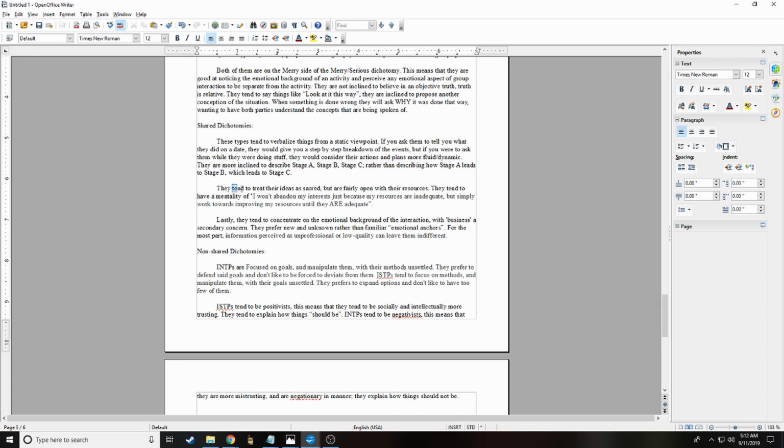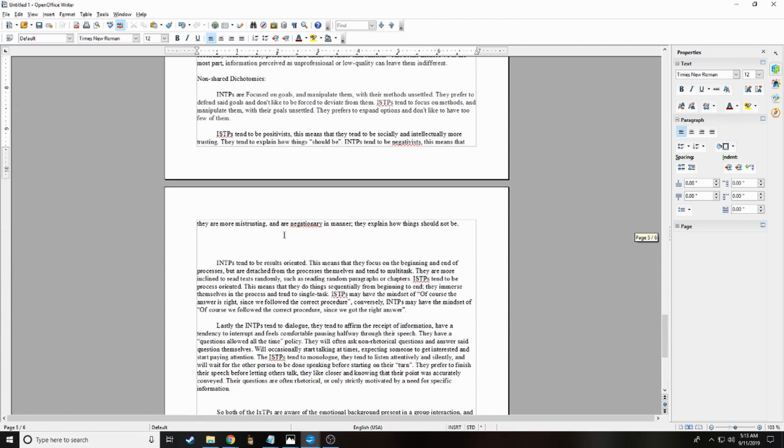They tend to treat their ideas as sacred, but are fairly open with their resources. They tend to have a mentality of "I won't abandon my interests just because my resources are inadequate, but simply work towards improving my resources until they are adequate." Lastly, they tend to concentrate on the emotional background of the interaction, with business as a secondary concern. They prefer new and unknown rather than familiar emotional anchors. For the most part, information perceived as unprofessional or low quality can leave them indifferent. So, both types will behave this way. This is something that both types share.